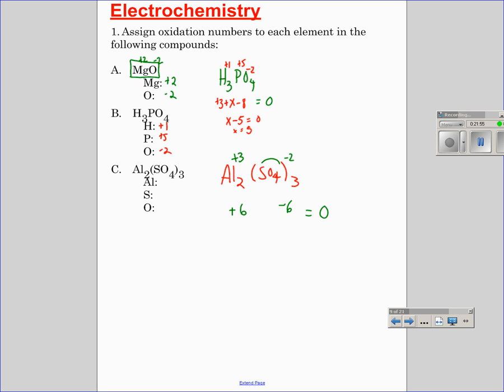Now to get the sulfur, I'm going to focus on the sulfate ion. So I'm going to pull out the sulfate ion, and I know the sulfate ion has a -2 charge. So instead of setting the ion equal to 0, I'm going to set it equal to -2. Then I know oxygen has a -2 oxidation number. So -2 times 4 is -8. And sulfur, there's one sulfur, so again it's X. Add 8 to both sides, and I get the answer X equals 6. Okay, so aluminum is +3. These are the oxidation numbers up top, by the way. Sulfur is +6, and oxygen is -2.